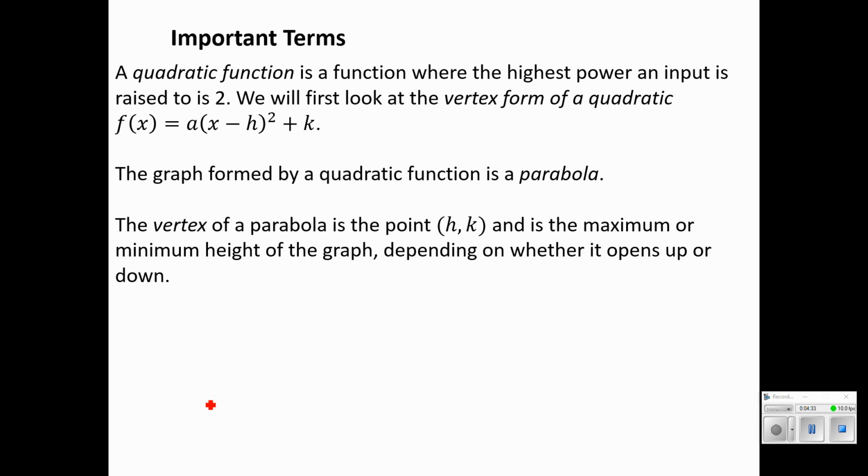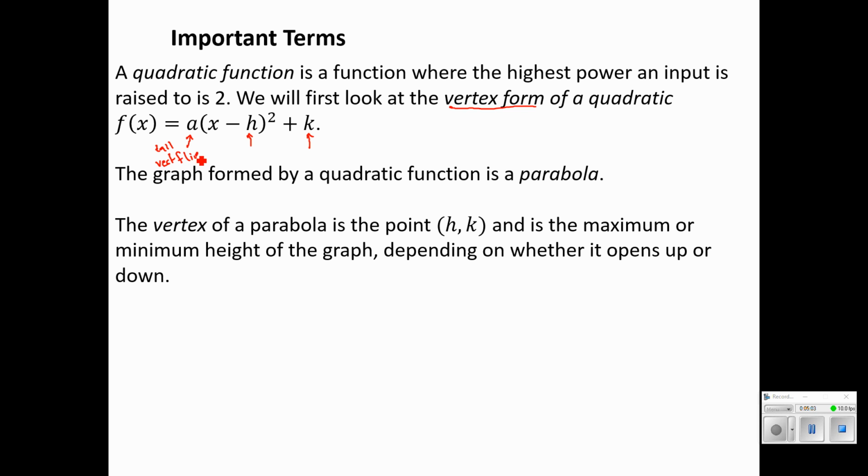All right, our important terms for today: a quadratic function, the function where the highest power that an input is raised to is 2. So we see something squared. And first off here in 2.1, we're looking at the vertex form. We're going to have a few different forms this chapter. And you can see we have a lot of numbers that would affect the transformation of the graph. We have an A out in front, and that tells us how tall it is, or whether there is a vertical flip if it's negative.